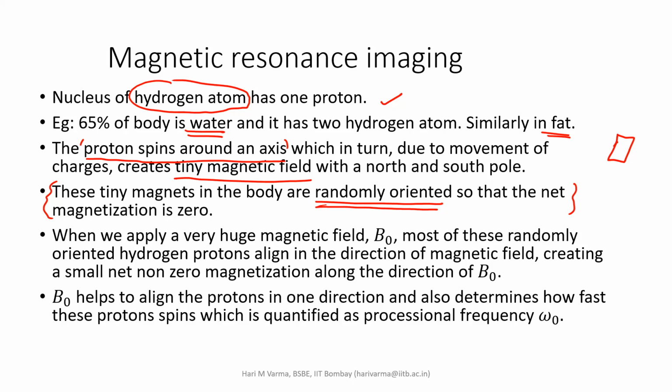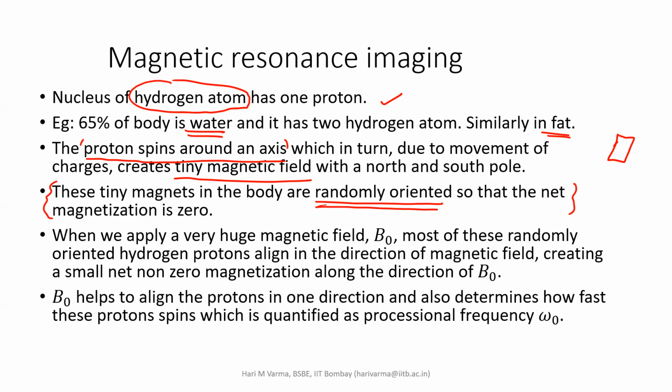That is my aim. So here there are so many hydrogen atoms, and each hydrogen atom has got a proton and it spins. And because of the spin, and it is charged, it has got a magnetic field, like a bar magnet with a north and a south pole. So these are very tiny magnets in the body, but the problem is that these are distributed in the whole body, and these bar magnets are basically randomly oriented.